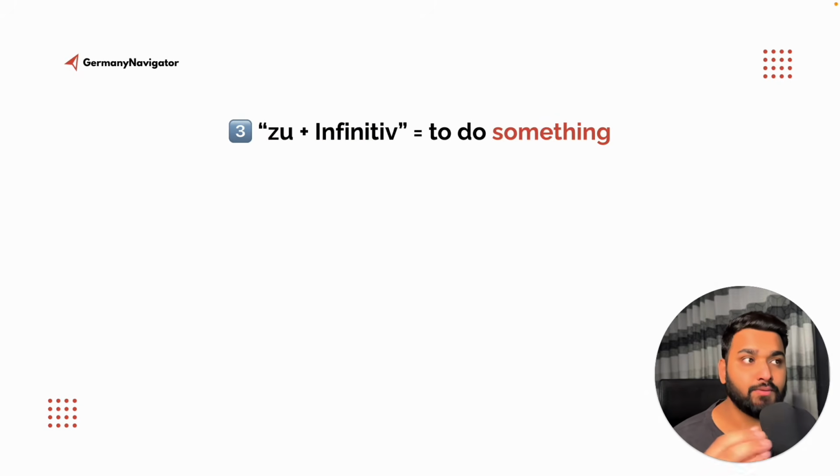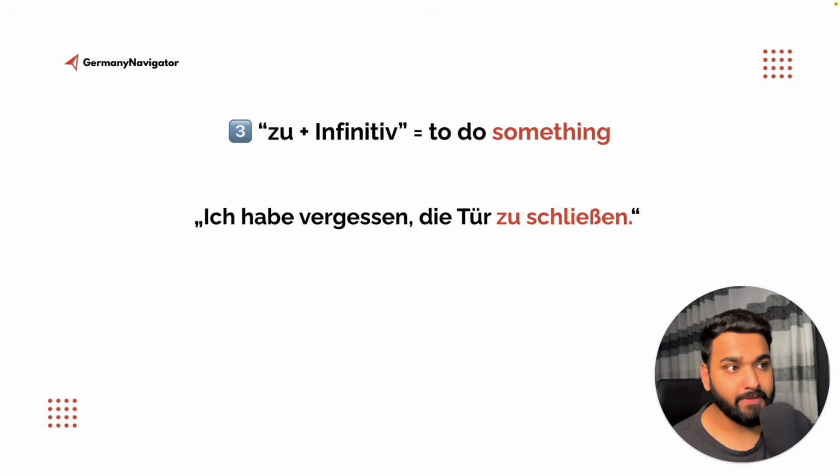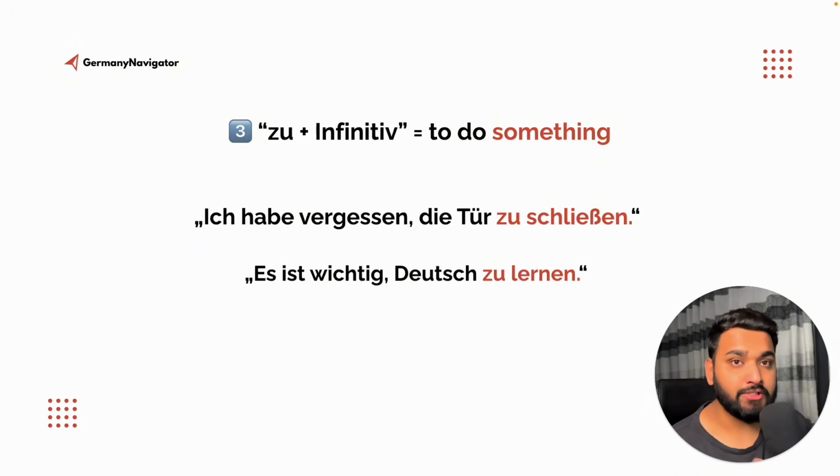And the third one is zu plus infinitive, which is equal to do something. The example: Ich habe vergessen, die Tür zu schließen. I forgot to close the door. Es ist wichtig, Deutsch zu lernen. It's important to learn German. So you're doing something. That's why zu plus infinitive is equal to do something.